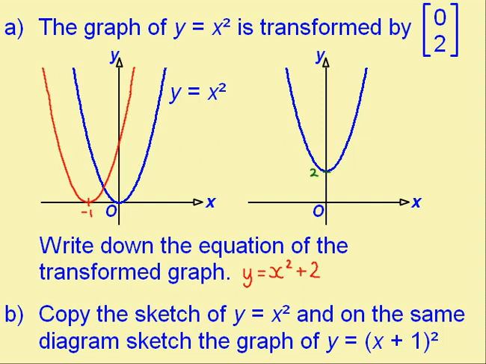Here are the answers. For part A, if the graph of x squared has been transformed by 0 to 2, then that means it will have gone up 2. So we add 2 onto the end of the equation and get x squared plus 2. For part B, adding 1 onto the x before performing the function on it means that the graph will move 1 to the left. This is just a sketch, so we move the graph to the left and then mark that the bottom will be minus 1.